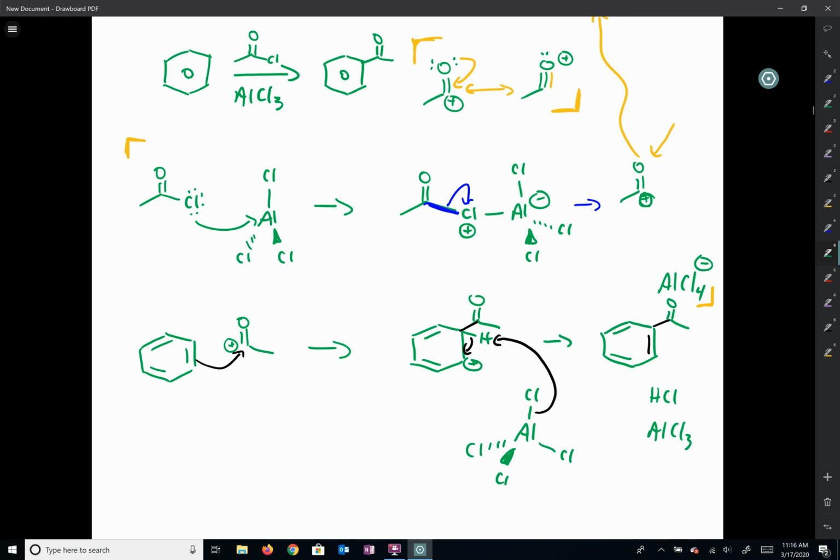The mechanism in this case isn't really going to be any different, right? We have to generate some kind of positive. It's going to get attacked by the ring. We reform the ring, right? I think I've said that a billion times at this point. Fine. Let's talk about something a little bit different then. Let's introduce another topic here, okay?